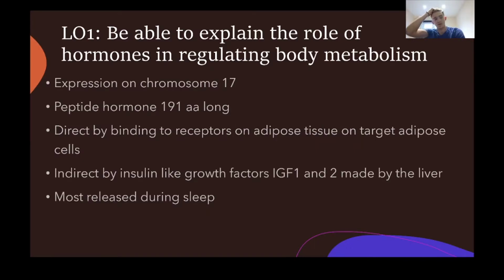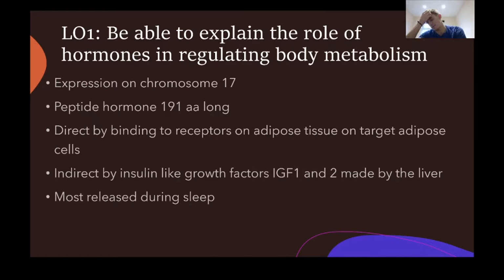So if we talk about firstly what the hormone is, where it's expressed, so that's on chromosome 17. It's a peptide hormone, amino acid derived. Basically it has two effects that it can help with growth, so either direct by binding to receptors in adipose tissue and stimulating lipolysis, or indirectly by stimulating the liver to release these insulin-like growth factors IGF-1 and 2, and these are sometimes called somatomedins. Most of these are released during sleep, and they usually occur in pulses.